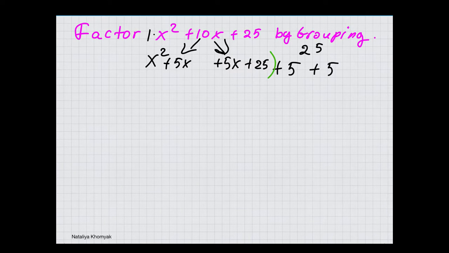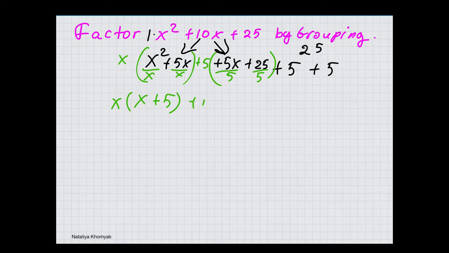Now we're going to factor by grouping, so we can take out x from here. We can take out positive 5 from here. So this thing becomes x plus 5, plus 5, x plus 5.